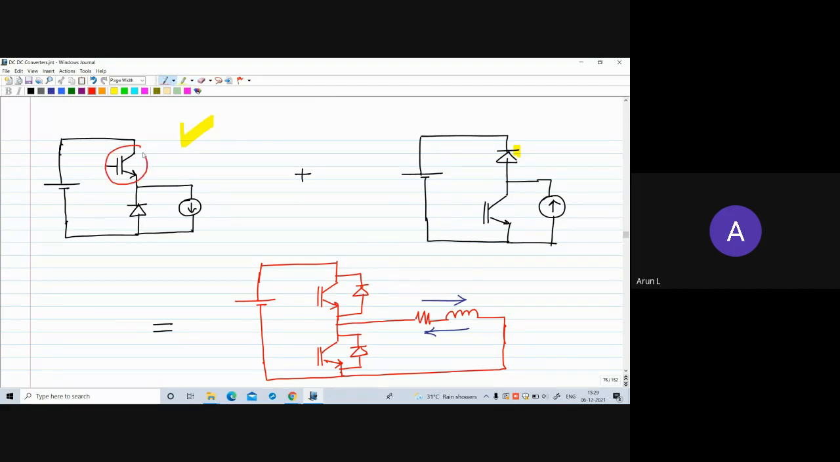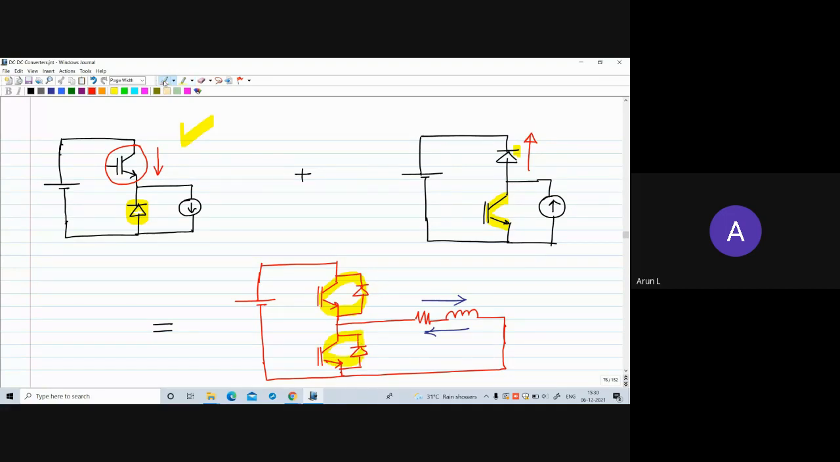This transistor is capable of carrying current in the downward direction, whereas this diode is capable of carrying current in the upward direction. So if you combine them, you will get a bidirectional switch like this. And similarly here, this diode is capable of carrying current in the upward direction, and this transistor is capable of carrying current in the downward direction. If you combine them, you will get something like this.